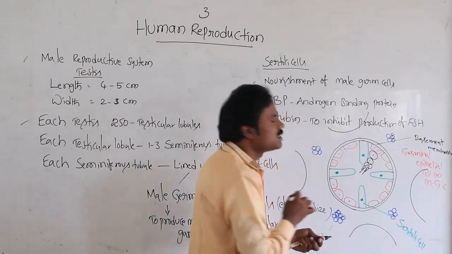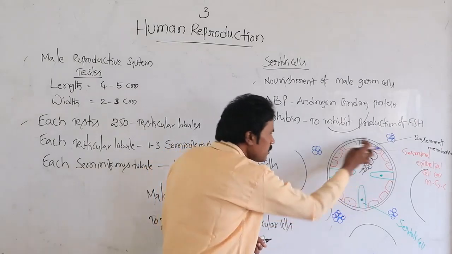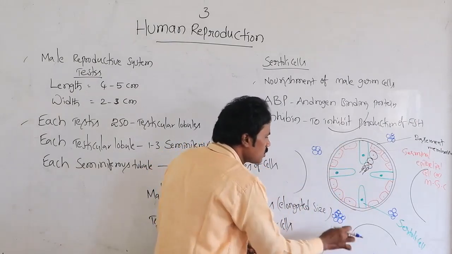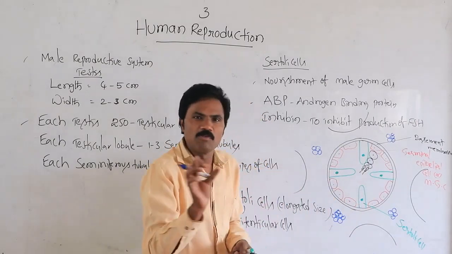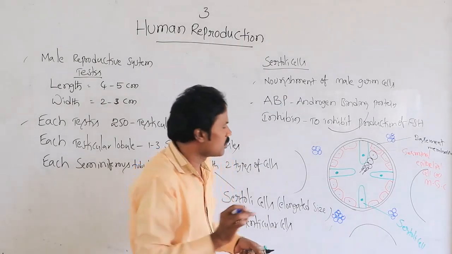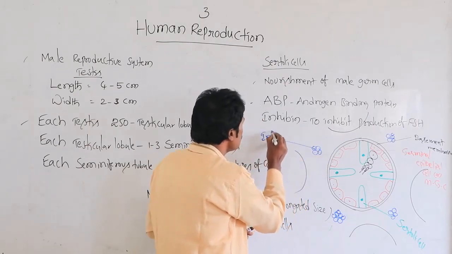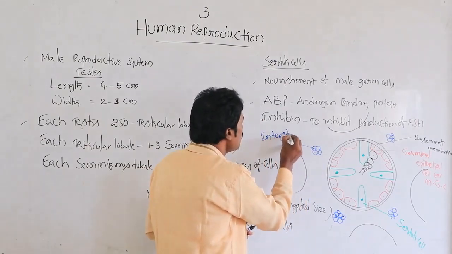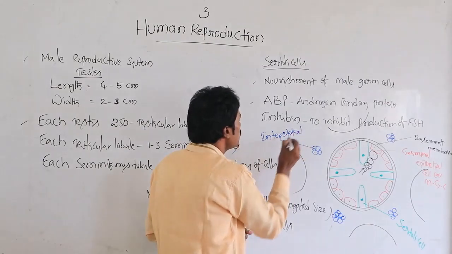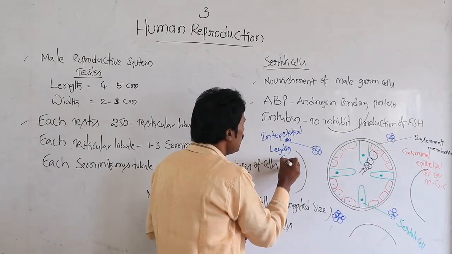A group of cells are present in between the seminiferous tubules. This is one seminiferous tubule, this is another one, and this is another one. Between the seminiferous tubules, a group of these cells is present. These cells we call interstitial cells, or otherwise Leydig cells.